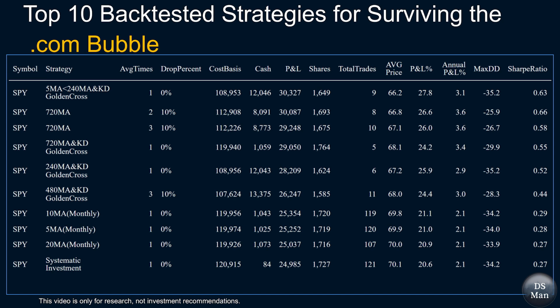Today we're diving into our top performing strategy from the dot-com bubble backtest and comparing it to systematic investing, dollar cost averaging. Best strategy: 5 MA lower than 240 MA and KD Golden Cross. Total return, plus 27.8%. Annual return, 3.1%. Sharpe ratio, 0.63. Maximum drawdown, minus 35.2%.